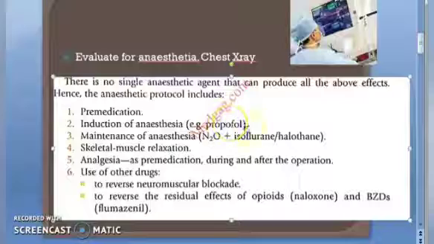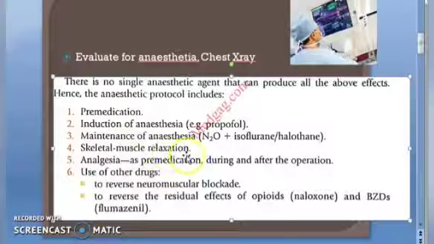Induction usually they'll use is propofol. Propofol is used for induction. Very common it is. If propofol is not available, they'll use thiopental sodium. Thiopental sodium is used if this propofol is not available, okay? So that is for induction of anesthesia. Maintenance of anesthesia, they will use usually nitrous oxide plus isoflurane and halothane. We will come to all these drugs, okay? Just know this much. These are done as a protocol.